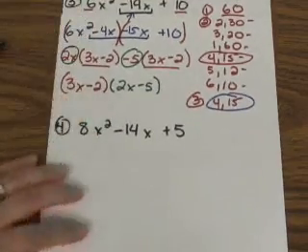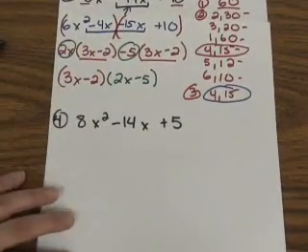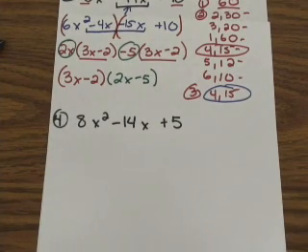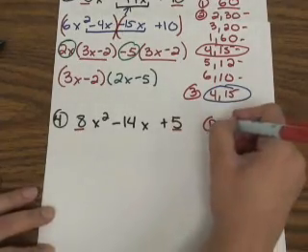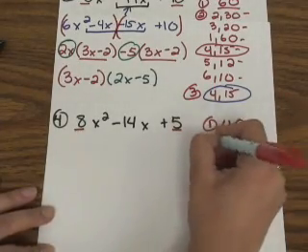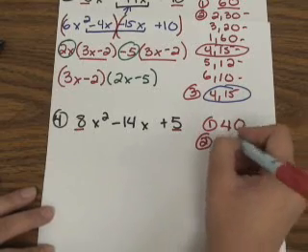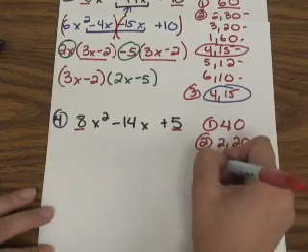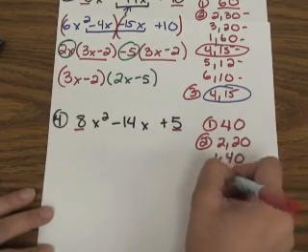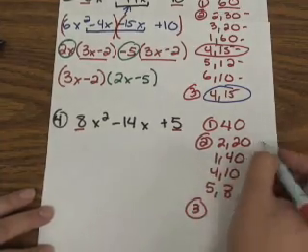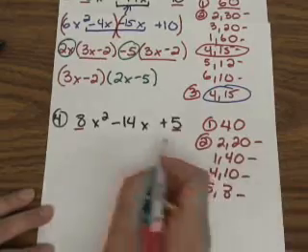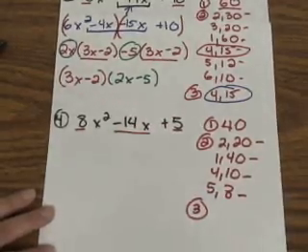Now let's try this one more time with one final problem. I have 8x squared minus 14x plus 5. Again, multiply that first and last term, 8 and 5, for the first step to get 40. The second step says to list the factors of that number, 2 and 20, 1 and 40, 4 and 10, and 5 and 8.